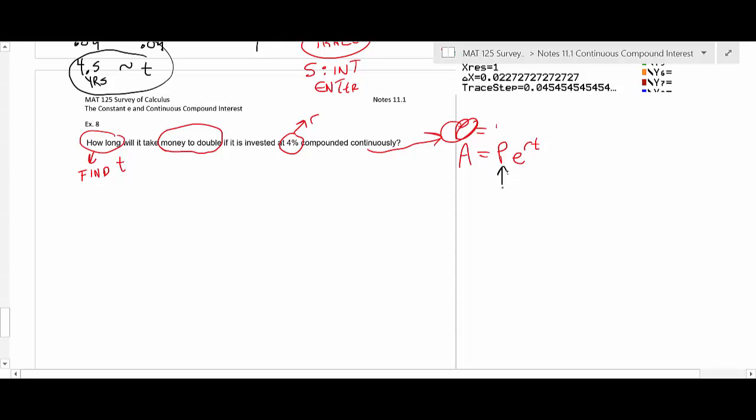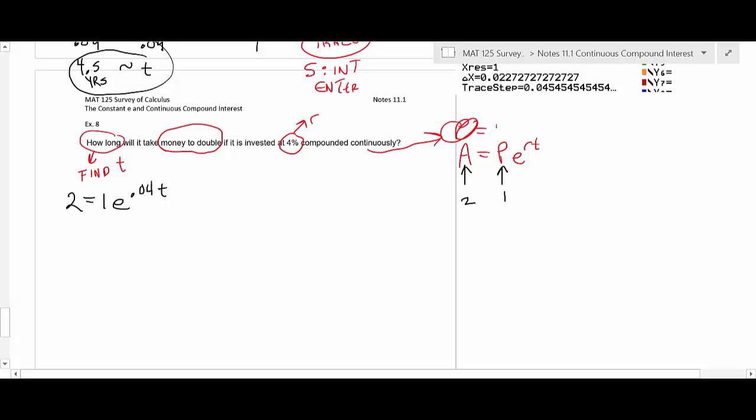For simplicity, I would recommend that you just put a 1 there and then double that so you get a 2. If I was asking the same problem with tripling, what would you do? 1 and 3. And you'll get the right answer. So what we're going to have is, let's write down, 2 equals 1 times e to the r, which is 4%, so you're going to use 0.04, and then put the t there.